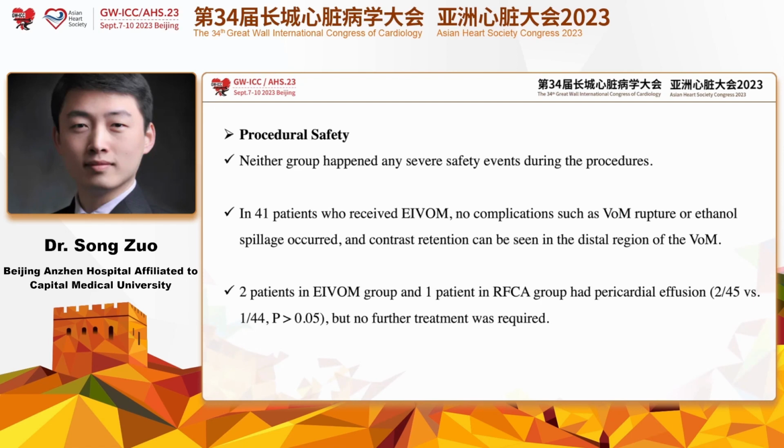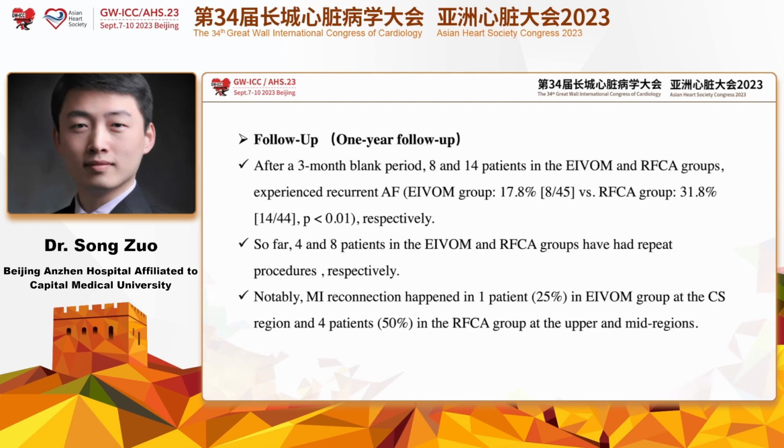In the 41 patients who received EIVOM, no complications such as vein of Marshall rupture or ethanol slippage occurred, and contrast retention could be seen in the distal region of the vein of Marshall. 2 patients in the EIVOM group and 1 patient in the RFCA group had pericardial effusion, but no further treatment was required. And our study had 1-year follow-up.